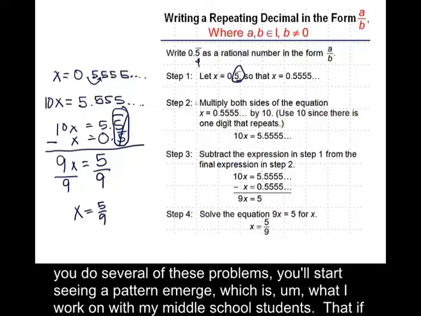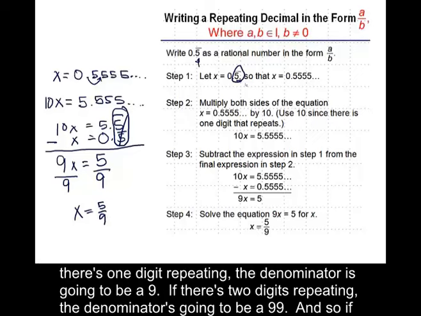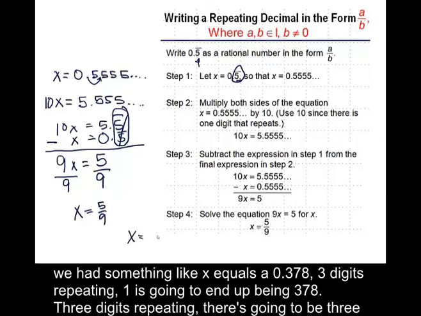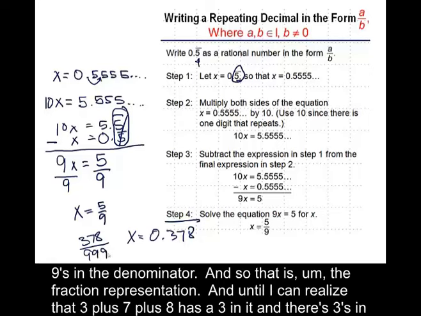As you do several of these problems, you'll start seeing a pattern emerge, which is what I work on with my middle school students: if there's 1 digit repeating, the denominator is going to be a 9. If there's 2 digits repeating, the denominator is going to be 99. So if we had something like x equals 0.378 repeating, with 3 digits repeating, the numerator is going to be 378, and there are going to be three 9s in the denominator.